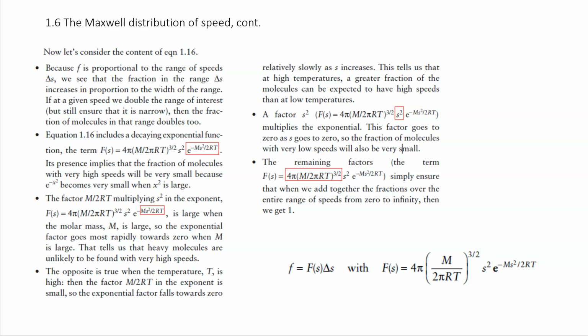So now that we've covered this, let's consider the following for that hideous equation we looked at. Because f is going to be proportional to a range of speeds, delta s, defining that range, we see that the fraction in the range delta s increases in proportion to the width of the range. So if at any given speed we double the range of interest, but are still unsure that it's narrow, then the fraction of molecules in that range doubles too. Super important.